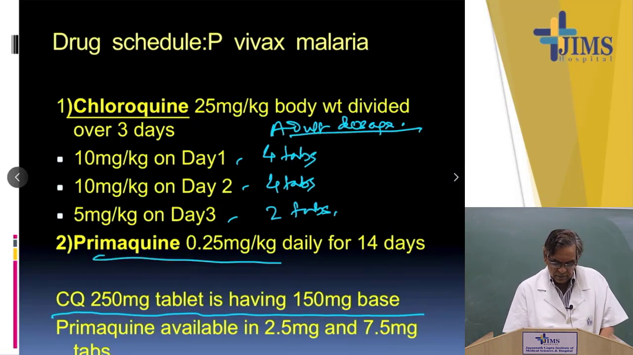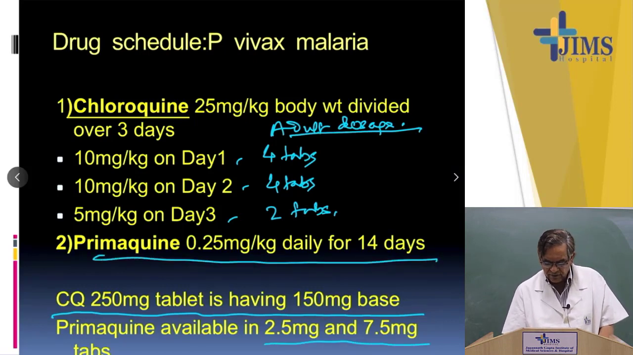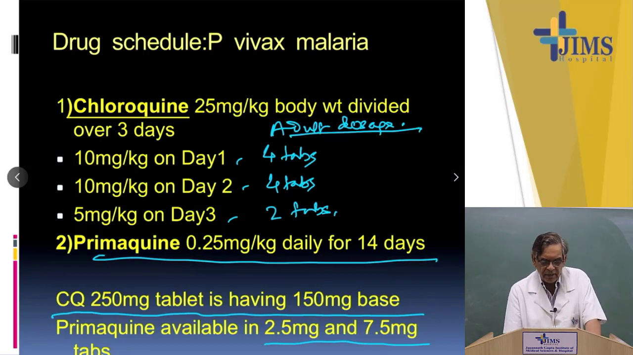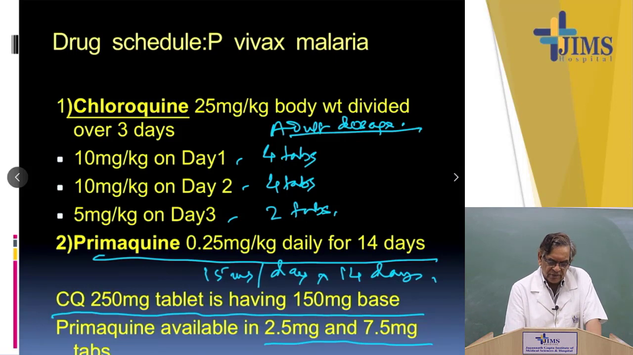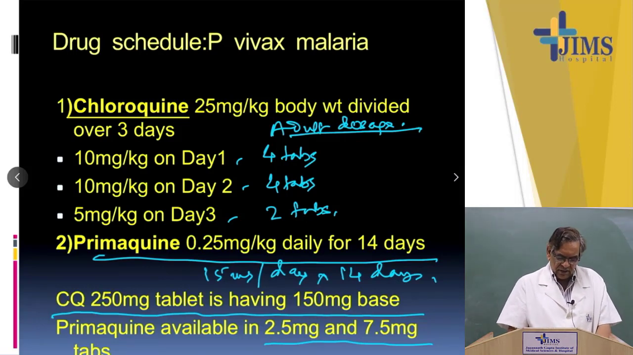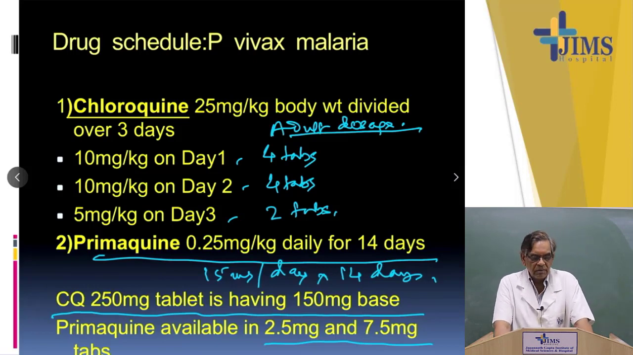The primaquine is available in 2.5 and 7.5 milligram tabs. So we are giving primaquine at 0.25 mg per kg body weight daily for 14 days. That is about adult dose 15 milligram per day for 14 days. So if you are giving a 7.5 milligram tablet, we are giving 2 tablets daily for 14 days. This is the treatment for P. vivax malaria.